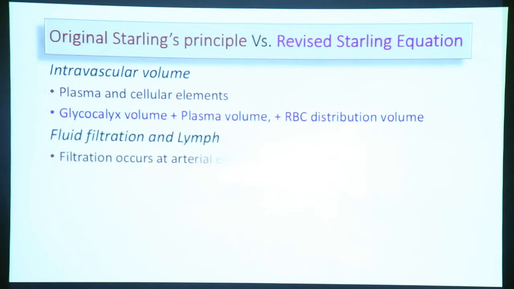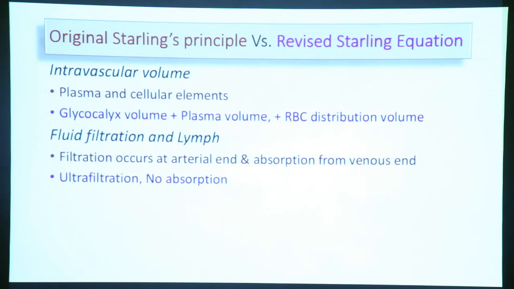Second, fluid filtration and lymph. Filtration occurs at the arterial end and absorption at the venous end. That is what Starling said. But the revised hypothesis says it is an ultrafiltration and there is no reabsorption from the venous end. The third one is that Starling said that lymph doesn't play any role because he thought everything is getting absorbed into the venous circulation.